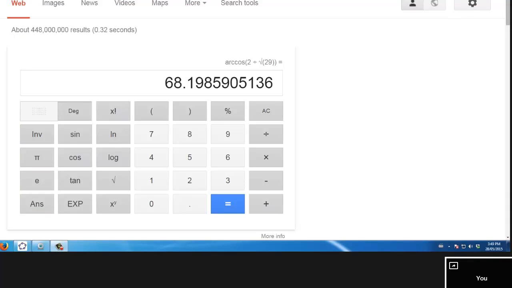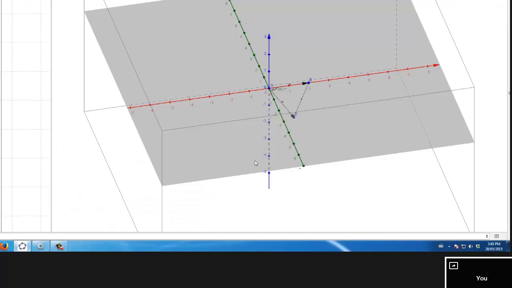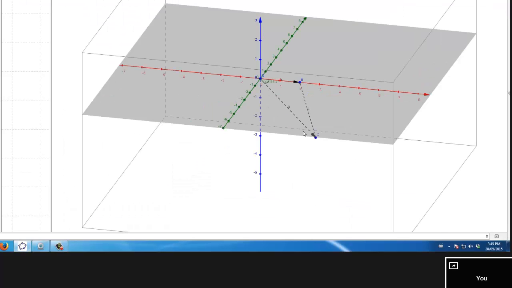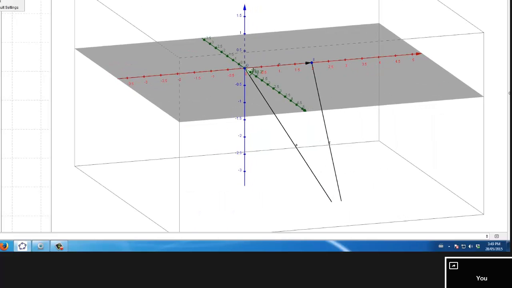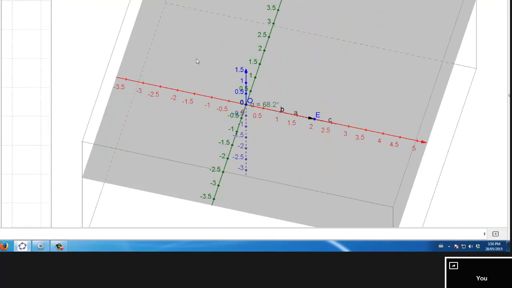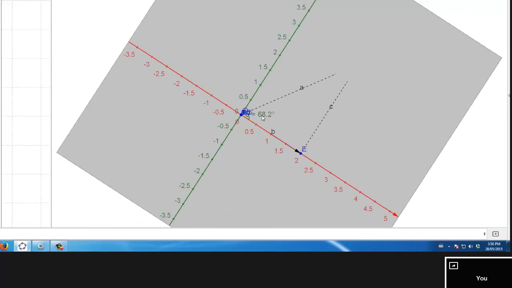And when I do the inverse cosine of 2 over the square root of 29, I get 68 degrees. And if I take a look in GeoGebra, and I had cleverly measured this in advance, you maybe can't see it, but there's my angle right there, and it's 68 degrees. And so that is my alpha, my angle between the vector and the x-axis.